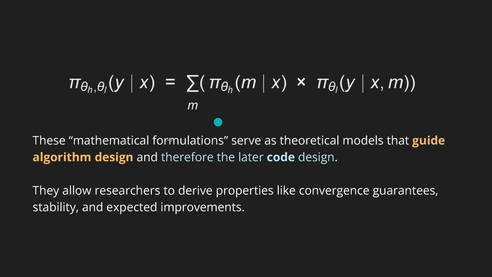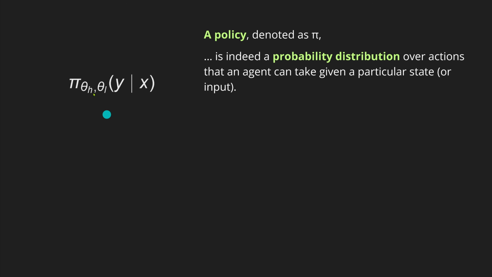So this will allow the researchers to derive properties like convergence guarantees, stability of the complete system, and expected improvement given parameter or system-wide improvements. So let's look at the first term: a policy pi with some parameters theta high for the system H, and we have another parameter set, theta low, for the system low. And we have an input x and an output y.